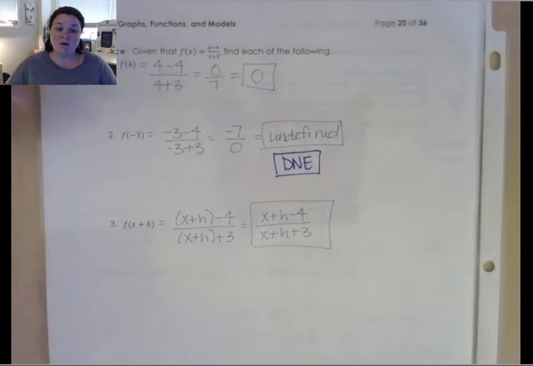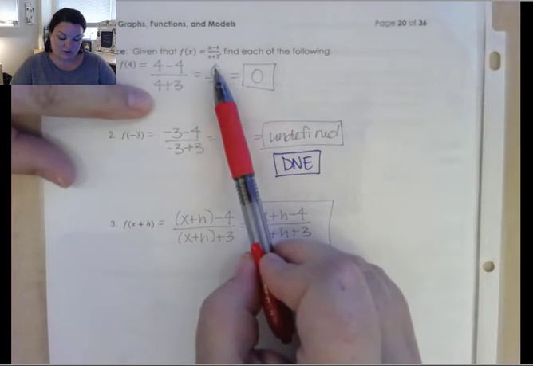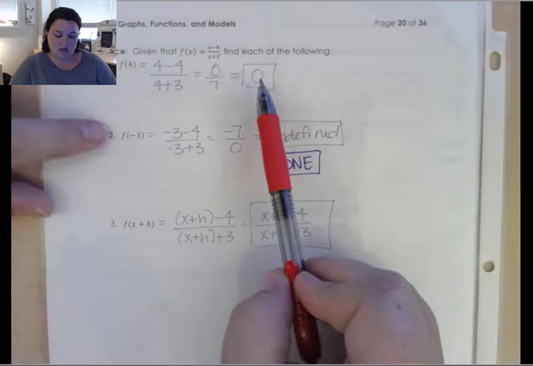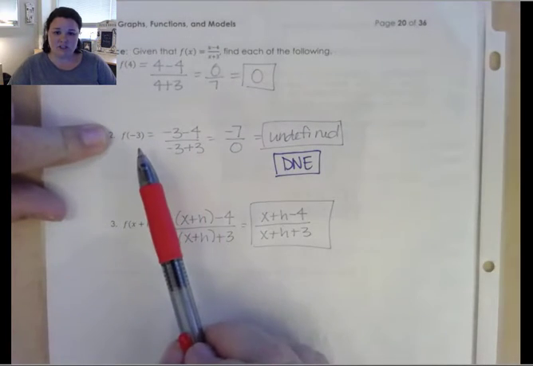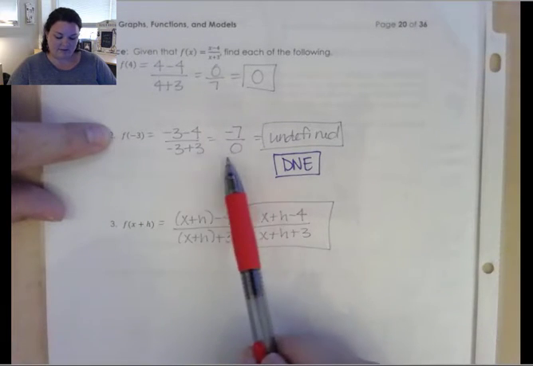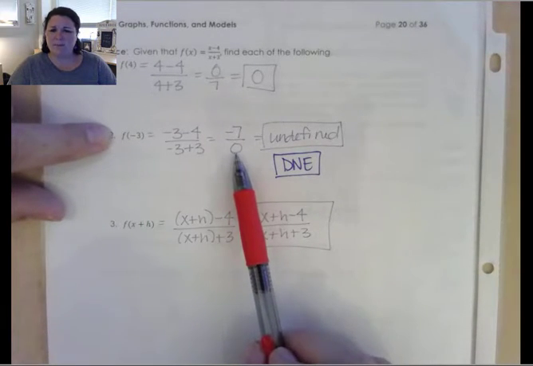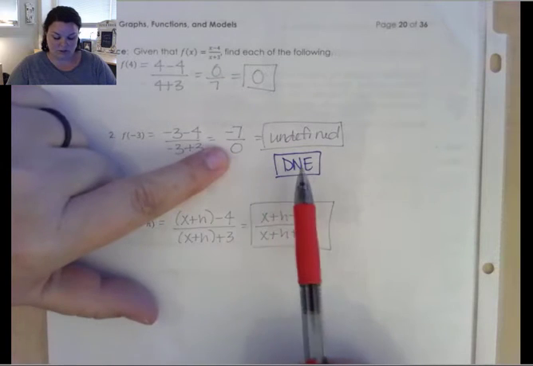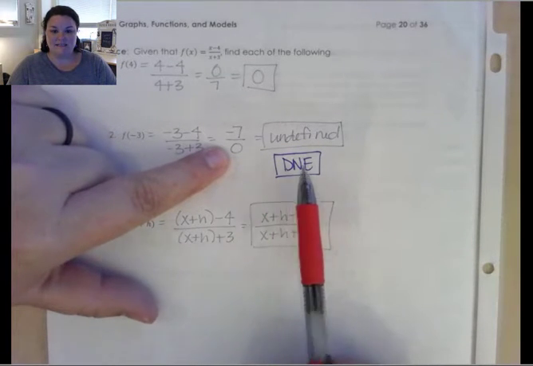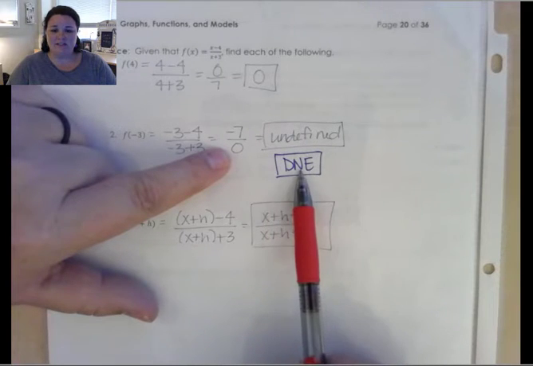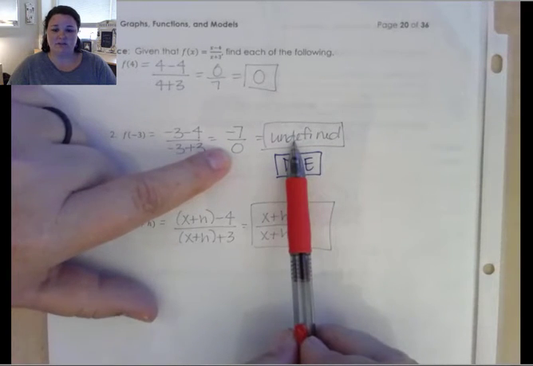Okay, so on number 1, when you plug in 4, you get 0 over 7, which simplifies just to 0. Okay. On number 2, we run into some issues, right? Because it wants us to find f of negative 3. We plug negative 3 and we get a 0 on the bottom of the fraction. And remember, when 0 is underneath the fraction, it's undefined. Or in other words, it does not exist. So if you worked it out and got a 0 in the bottom, you can go ahead and just say DNE for does not exist or undefined.